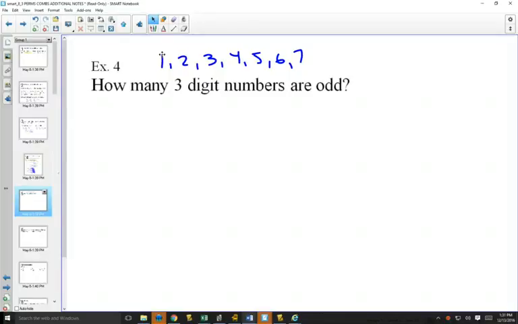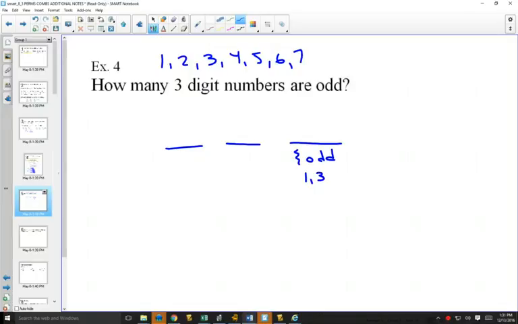For the odd, how many people started their strategy by making 3 spaces? And then writing odd in here, maybe even writing out what the odd numbers are, because that's our restriction. So we had 4 choices. And then how many choices for the first one? 6, because you've used up a number, and then 5. For 120 in total.